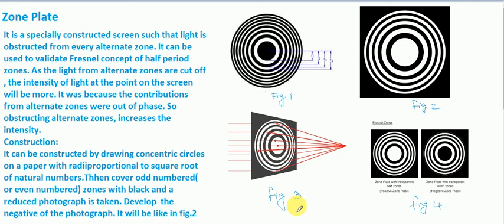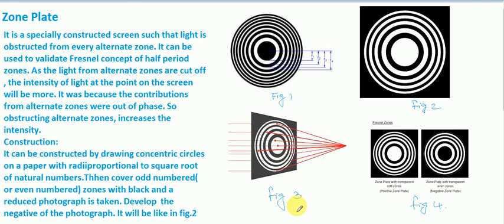A zone plate is a specially constructed screen such that light is obstructed from every alternate zone. We learned that according to Fresnel's assumption, a wavefront can be divided into a large number of equal area strips called zones. In the same way, here we construct a transparent screen with alternate regions darkened, making the alternate regions opaque. So a zone plate is a specially constructed screen such that light is obstructed from every alternate zone.